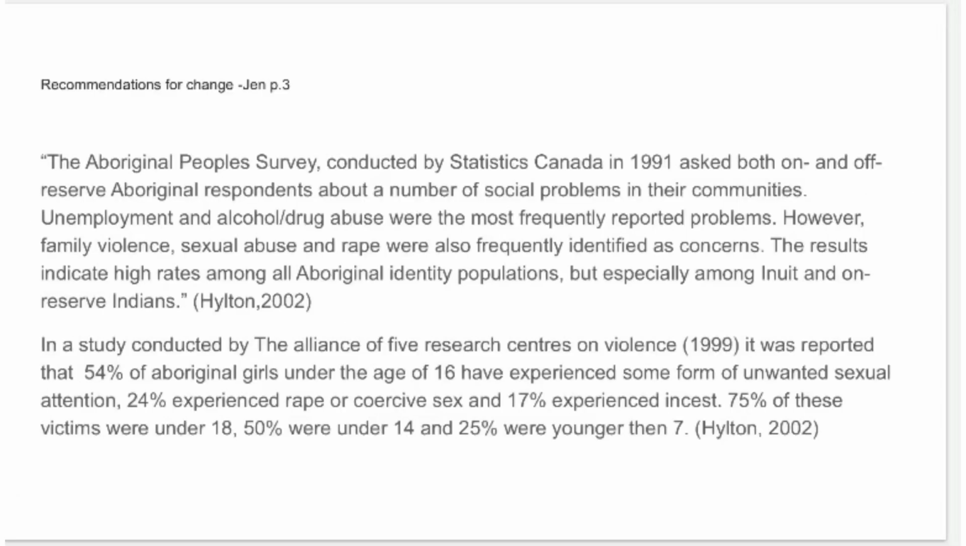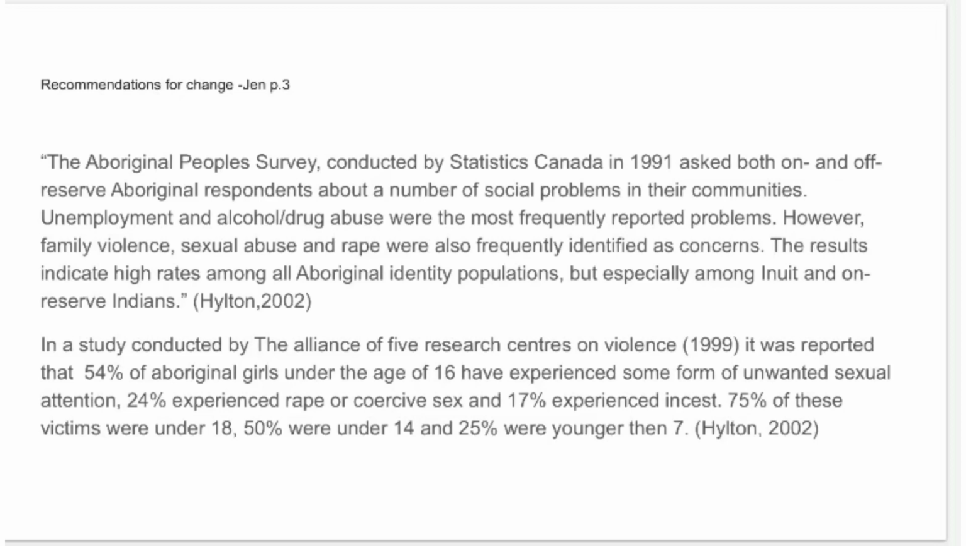The Aboriginal Peoples Survey, conducted by Statistics Canada in 1991, asked both on and off-reserve Aboriginal respondents about a number of social problems in their communities. Unemployment, alcohol and drug abuse were the most frequently reported problems. However, family violence, sexual abuse, and rape were also frequently identified as concerns. The results indicate high rates among all Aboriginal identity populations, but especially among Inuit and on-reserve Indians.